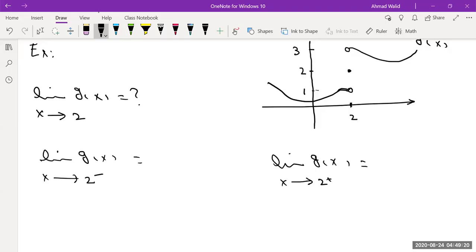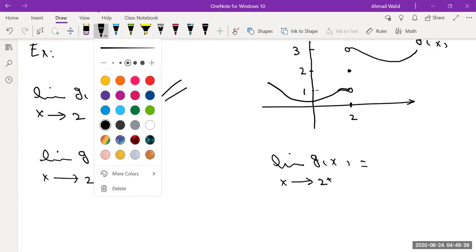First, you have to find these two to answer the question, which is asking you to find the limit of g of x as x approaches 2. Let's just start with this one first: the limit of g of x as x approaches 2 from the left.